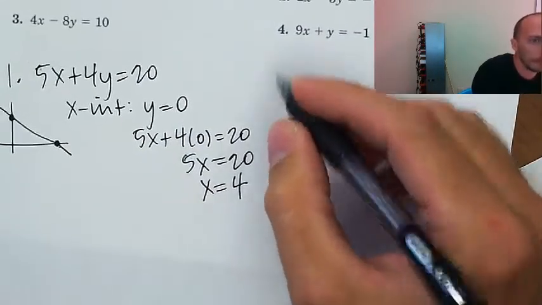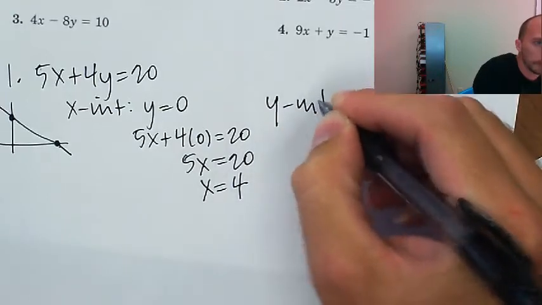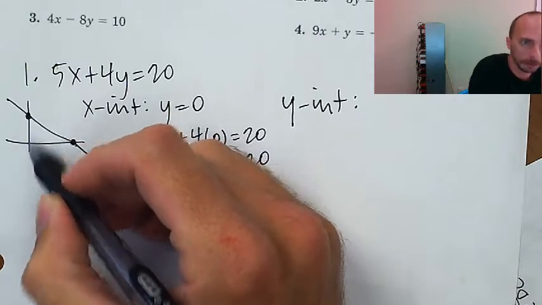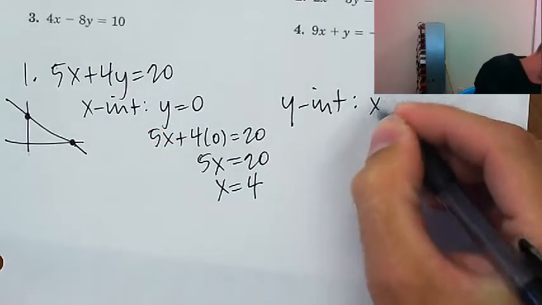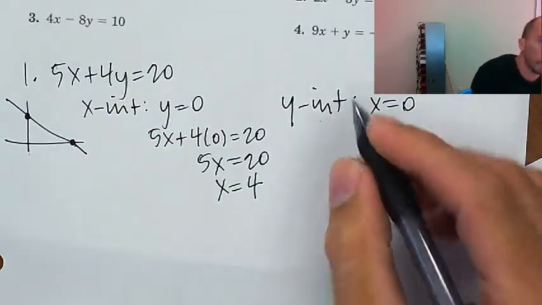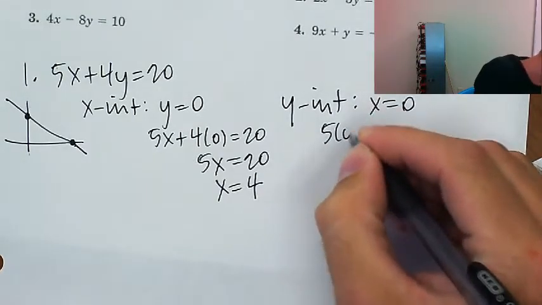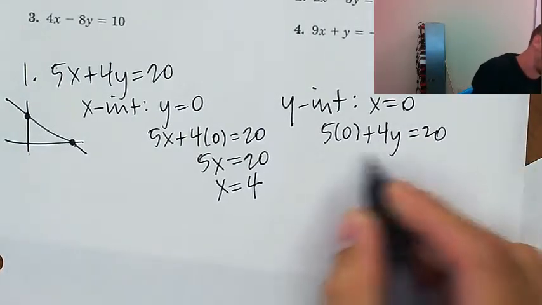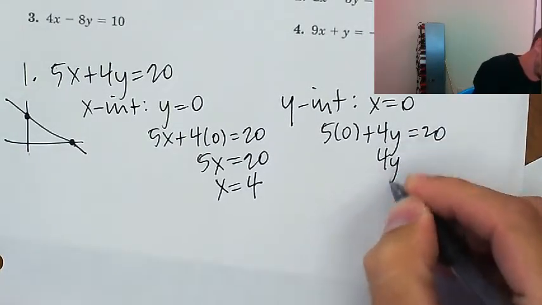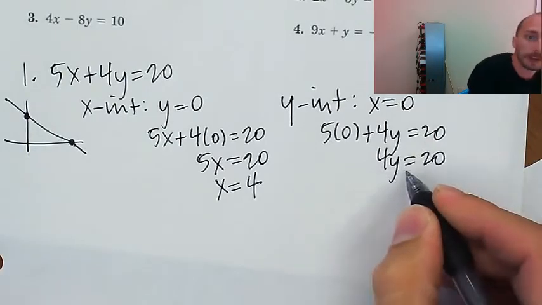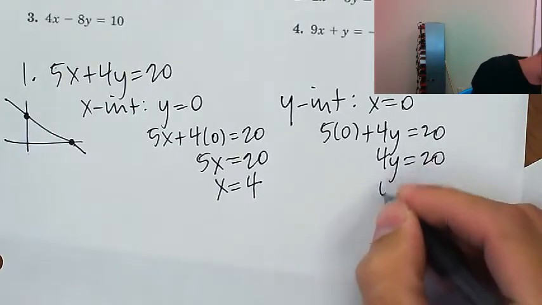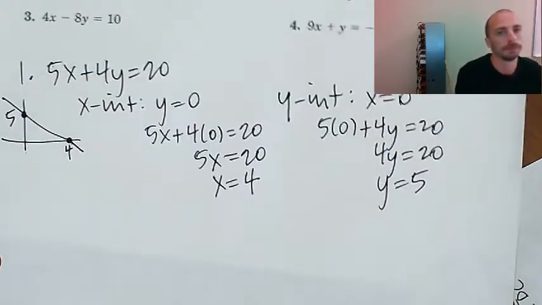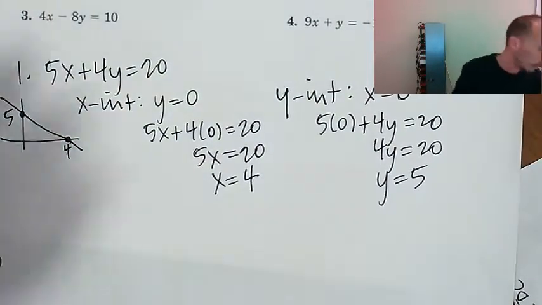If I wanted to find the y-intercept, I could do that too. We've talked about this in class. This is the point where x is equal to 0. So I'm going to plug in x equals 0 and solve for y. 5 times 0 plus 4y equals 20, so that's 0 plus 4y equals 20. Divide both sides by 4. 20 divided by 4 is 5, so y equals 5. And so I will label these. Not drawing the scale, but still a pretty good sketch.